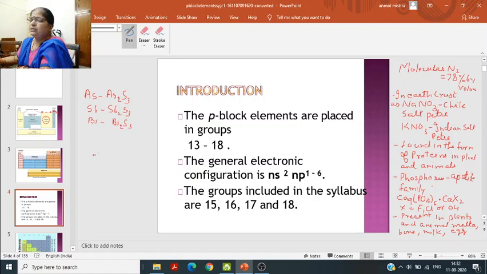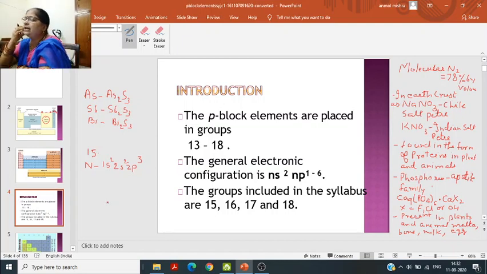For example, now we are studying group 15th. So group 15, the first member is nitrogen. So it is 1s2, 2s2, and 2p3. Just now we have studied ns2 means here 2s2, and np1 to 6. So they have given the general electronic configuration. The groups included in the syllabus are 15th, 16th, 17th and 18th.